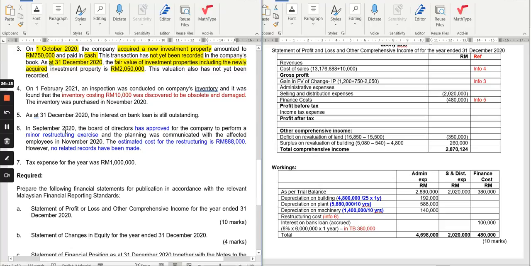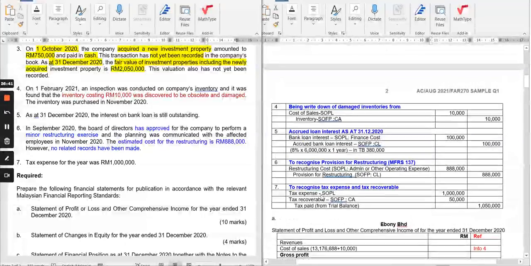This is a provision because the outflow is probable, because that is the case where directors have approved for that exercise, and there is a present obligation, and at the same time there was a cost that has been reliably estimated for the restructuring cost of 888,000. So this is an adjustment under MFRS 137. So you can check the adjustment that I put here to recognize provision for restructuring.